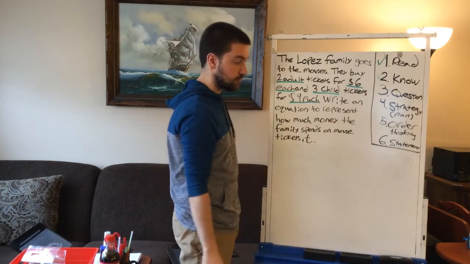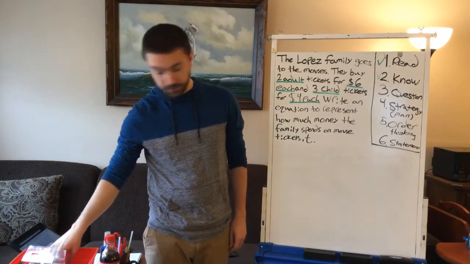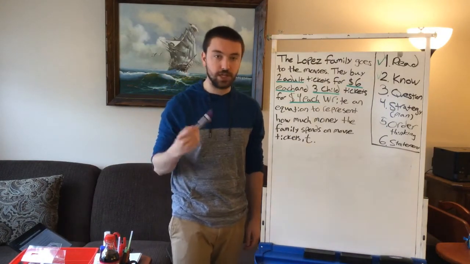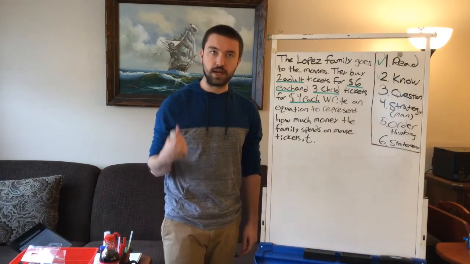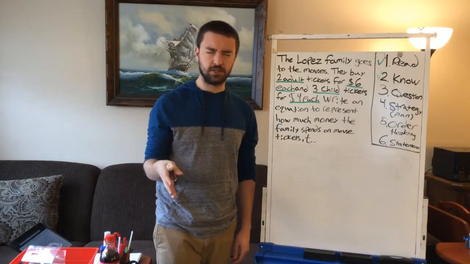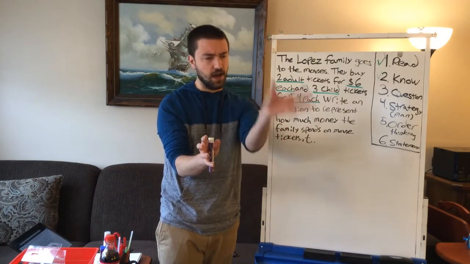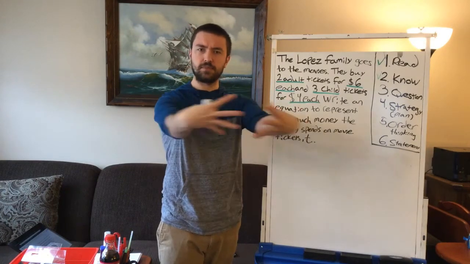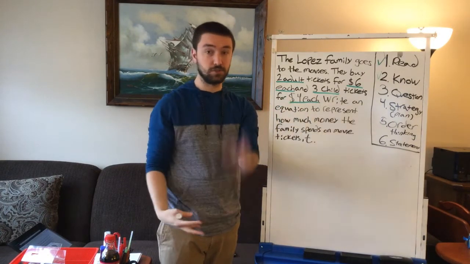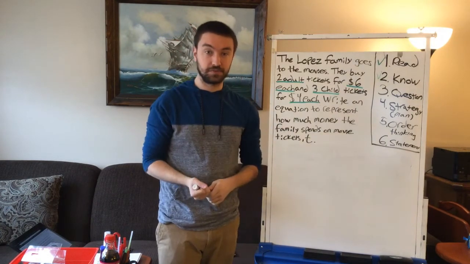Write the equation to represent how much money the family spends on the movie tickets. Well, now we have to strategize. What is my plan? How am I going to get there? Well, in order to do that, let's think. I need total number of tickets. So they have the adults and they have the kids. I need to figure out how much they spent for the adults, how much they spent for the kids, and put it all together. That's 3 steps. Adults, kids, put it all together.